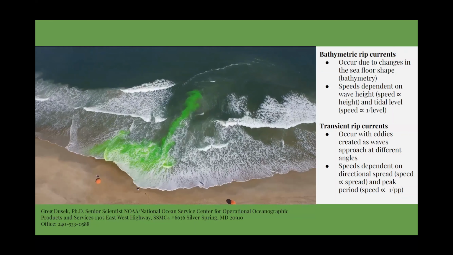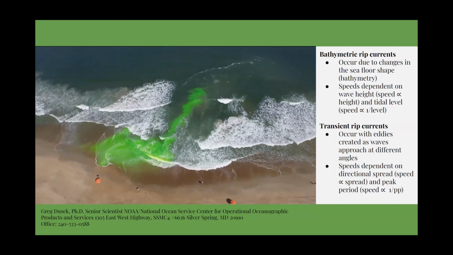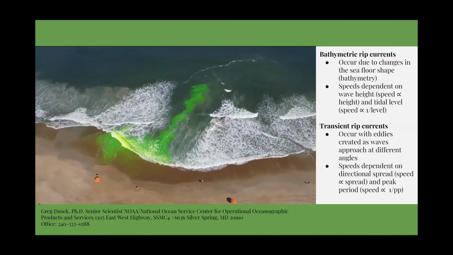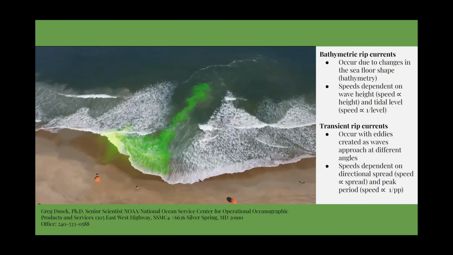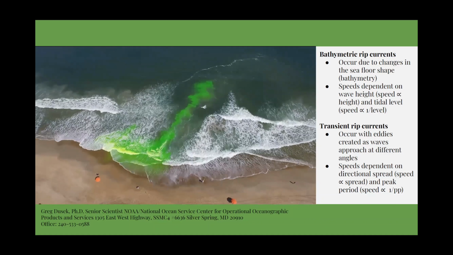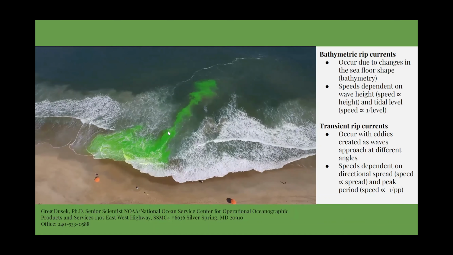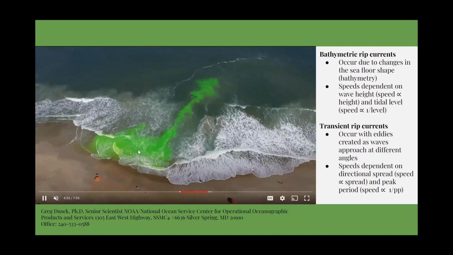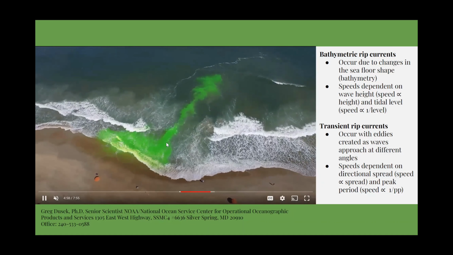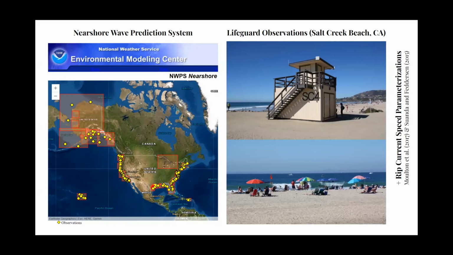So for example, for bathymetric rip currents, with an increase in wave height or a decrease in tidal level, you can see their speeds increase. And with transient rip currents, their speeds are dependent on directional spread. So an increase in directional spread will increase their speeds, or a decrease in peak period will also increase their speeds. And so you can see this with this picture provided by one of our collaborators, Greg Dusek, that this bathymetric rip current is where the green dye is heading out into the ocean.